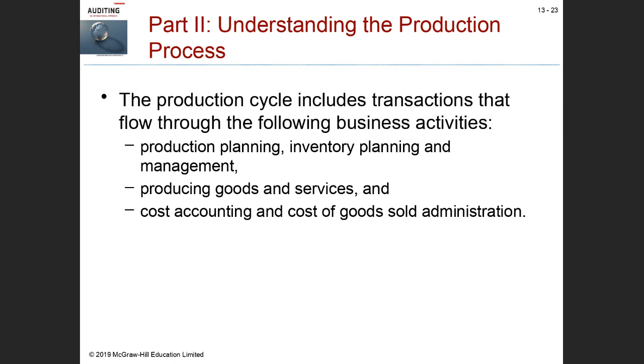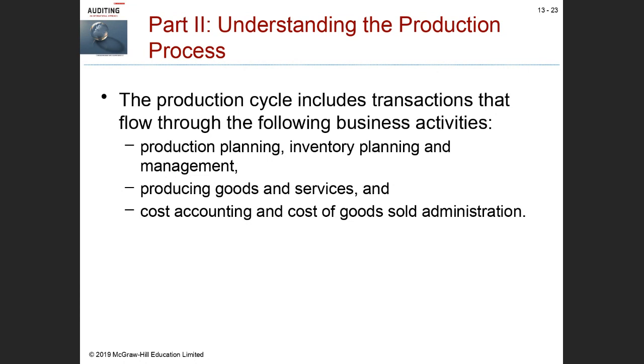And the production process, when we think about that, we can see the current PowerPoint that's up here, which is on, if you're following along in the text, we're at page 589. The production cycle includes transactions that flow through the following business activities. So if you think about operating a manufacturing plant, for example, we have to plan production. And we're going to plan production based on our projected sales. We're going to have a certain amount of inventory on hand in order to fulfill those sales. So we have to try and match production with sales, of course.